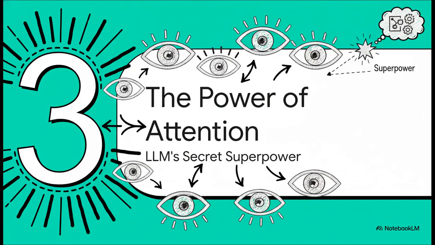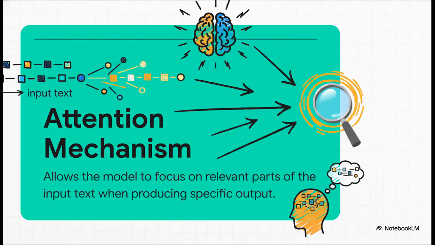It's called attention. Think about how you read. You don't give every single word the same amount of brain power, right? Your mind just naturally focuses on the key words that carry the most meaning. Well, the attention mechanism does exactly that for the AI. It lets the model zoom in on the most critical pieces of information it needs for whatever it's trying to do at that exact moment.